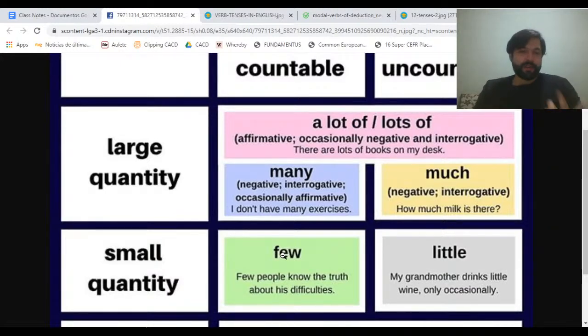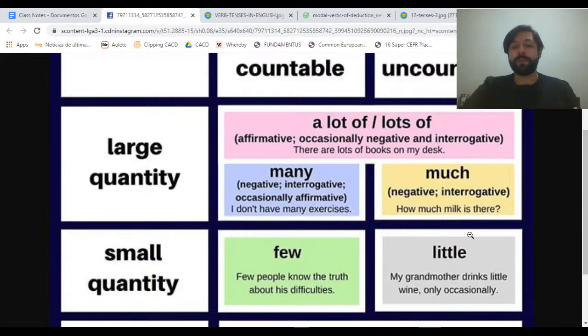In this case, for example, the example that the picture brings: few people know the truth about his difficulties. So this is very small. Maybe for this speaker, more people should know about his difficulties. So few people, it's not enough. More people should know.